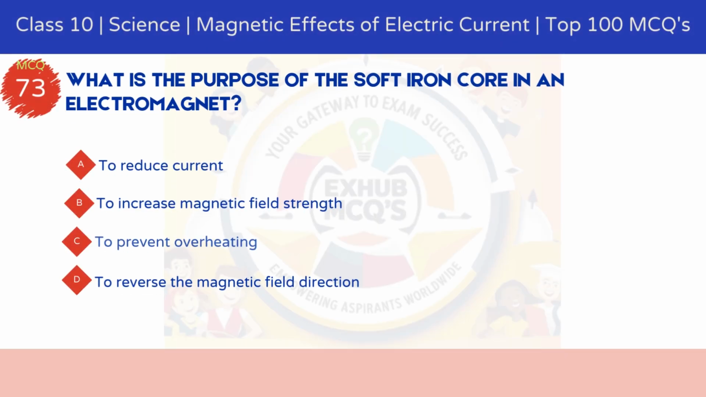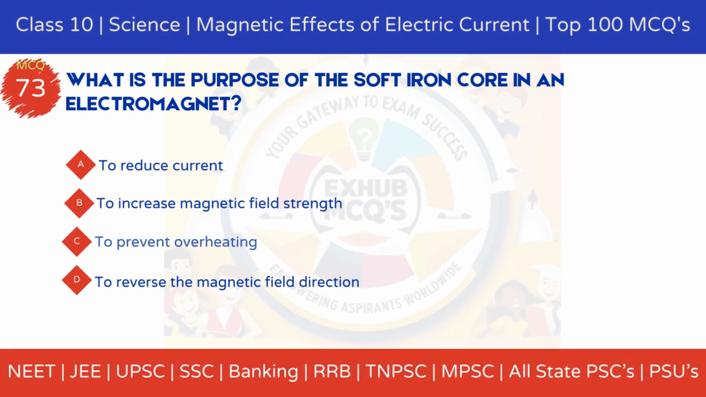73. What is the purpose of the soft iron core in an electromagnet? Option A, to reduce current. Option B, to increase magnetic field strength. Option C, to prevent overheating. Option D, to reverse the magnetic field direction.